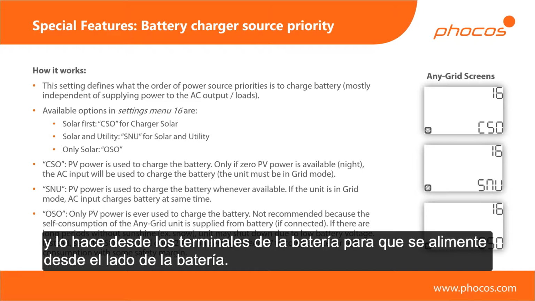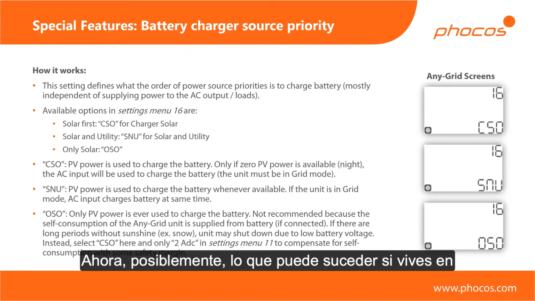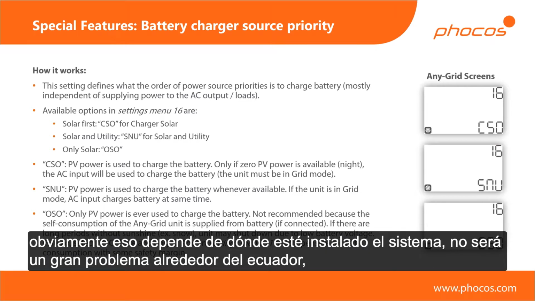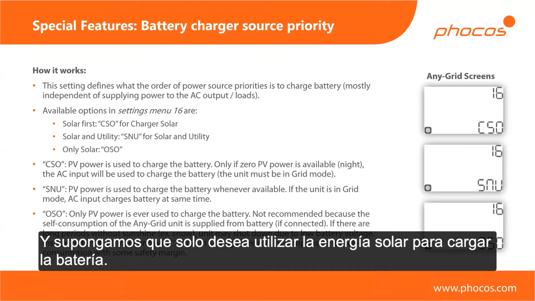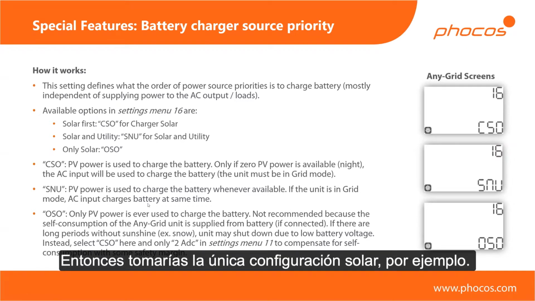And it does that from the battery terminals. So it will power itself from the battery side. So now, conceivably, what could happen if you're living in a region where you might have snow during the winter, obviously that depends on where the system is installed. It's not going to be a huge issue around the equator. But if you're living in North America, for example, or in the mountains, it will be. And let's say you want to only use solar energy to charge your battery. Well, then you would take the only solar setting, for example.